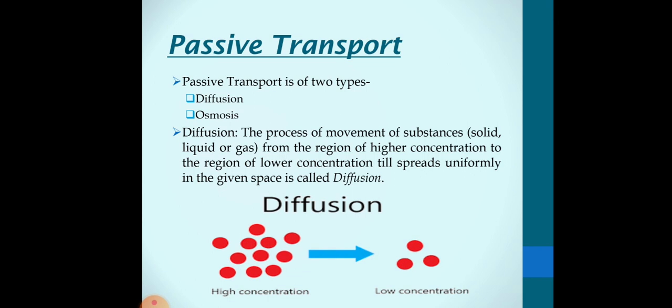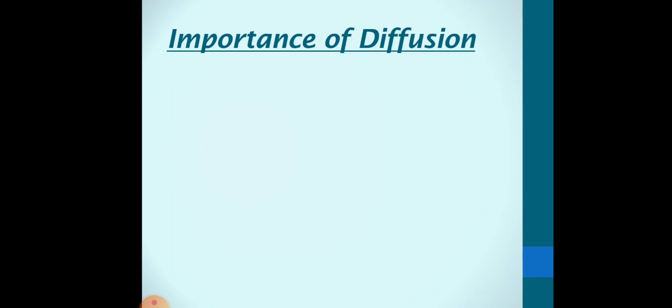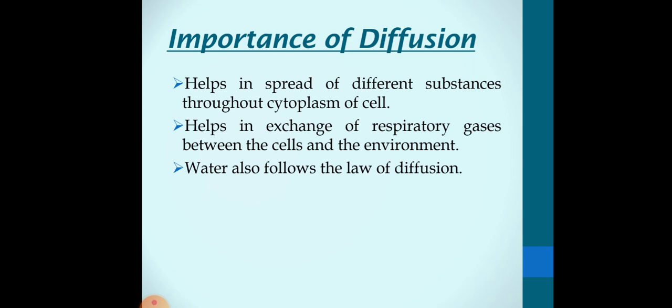In this diagram you can see the substances are moving from higher concentration to the lower concentration. Always remember that, from higher to lower concentration. Okay, now what is the importance of diffusion? Why do we need to study diffusion? Diffusion is important because it helps in the spread of different substances throughout the cytoplasm of the cell. That means whenever any substance moves inside the cell, it is spread across the cytoplasm by the process of diffusion.